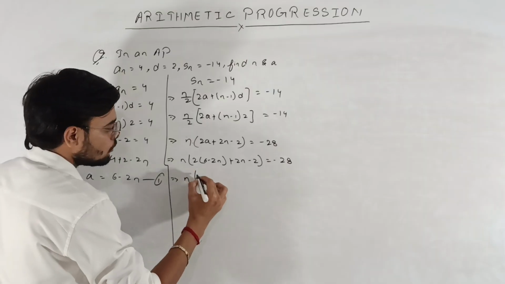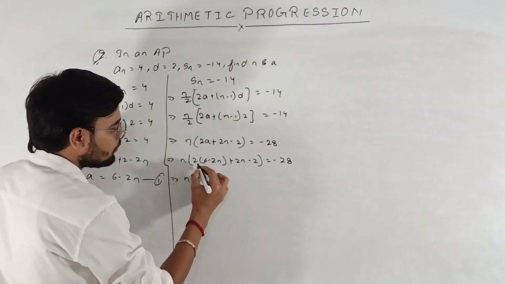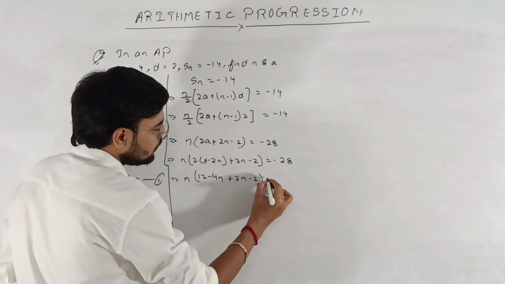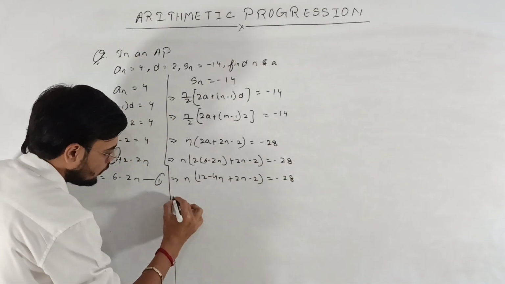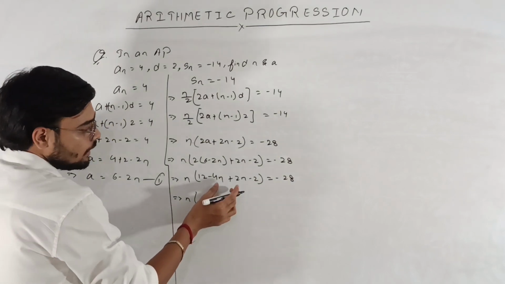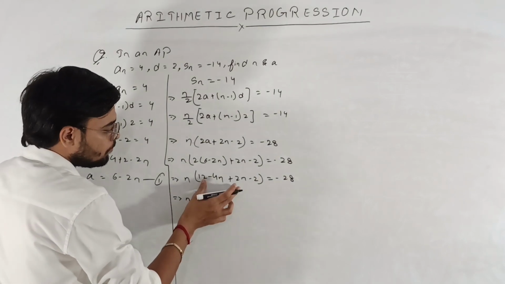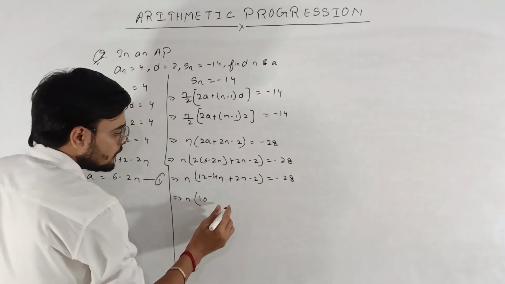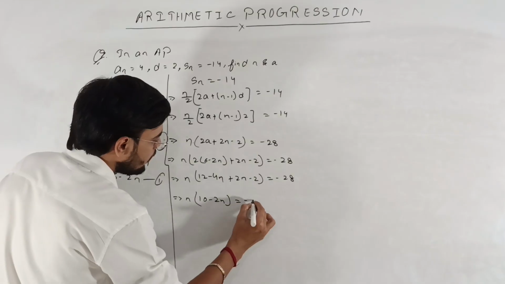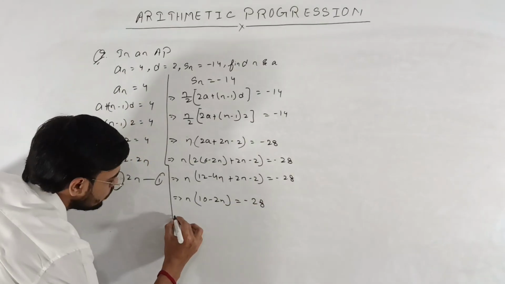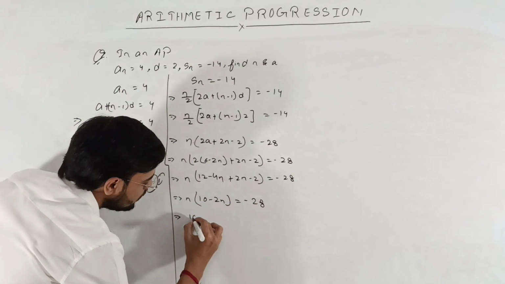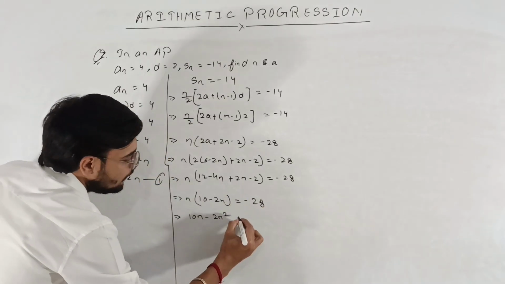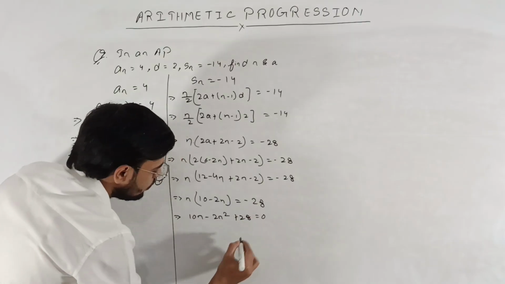Now this is n. 6 into 2n minus 2n into 2n is 4n, plus 2n minus 2, equals minus 28. Okay. Now this is n. Calculate this. Minus 4n plus 12. First plus 12 minus 2 is 10. Minus 4n plus 2n is minus 2n, is equal to minus 28. Now this n multiplied with this becomes 10n minus 2n square. Now this minus 28 goes this side and becomes plus 28 equal to 0.